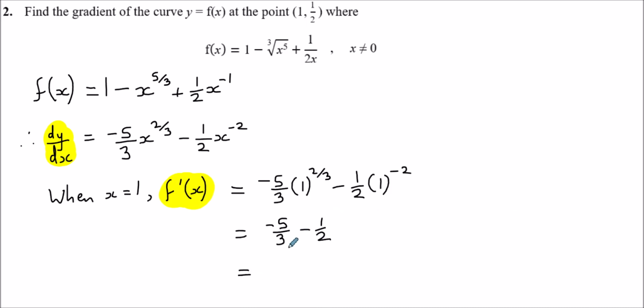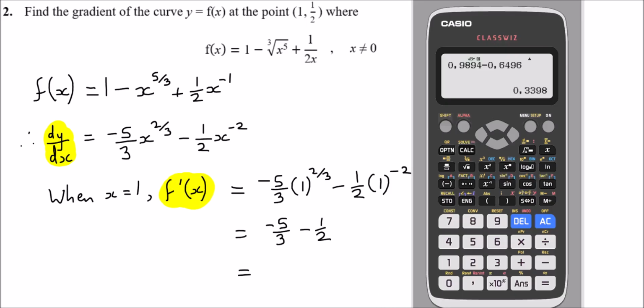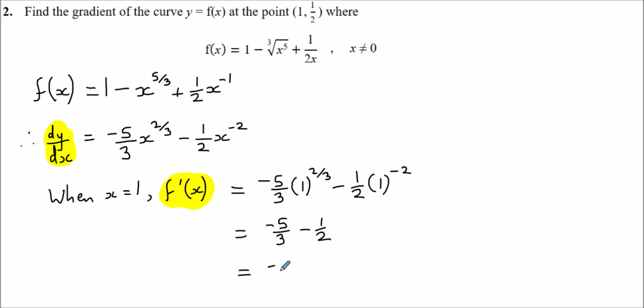So again, you could just get these denominators the same, get them all out of 6 and see what we get. Well, don't calculate. I'm going to show you something else on this CLASSWIZ, which is very, very useful. So if I do minus 5 over 3 minus a half, I get minus 13 over 6.